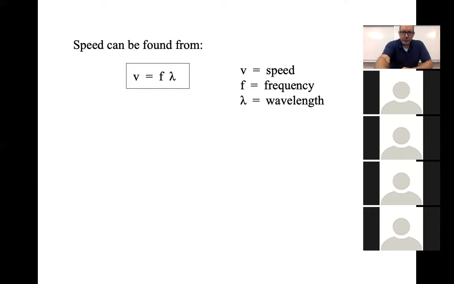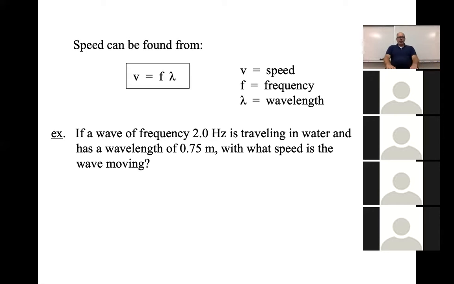Now, let's do an example. If a wave of frequency 2 hertz is traveling in water and has a wavelength of 0.75 meters, with what speed is the wave moving?